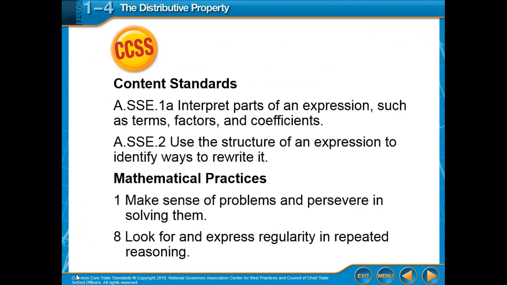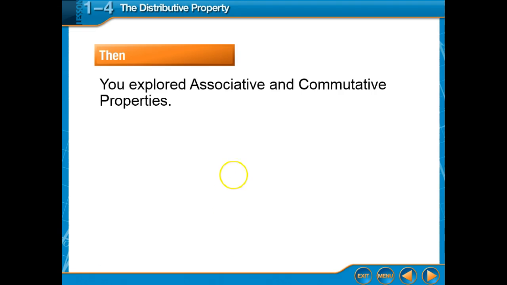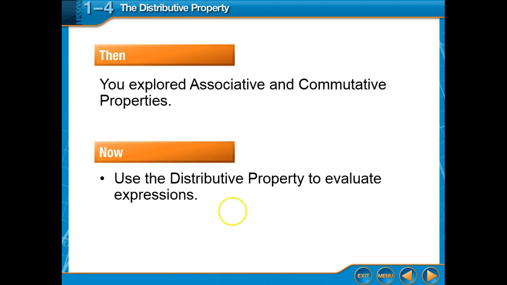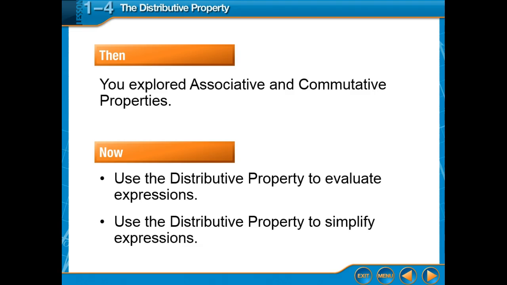In this lesson, we'll be interpreting parts of expressions such as terms, factors, and coefficients. These are vocabulary words that you should know in any math class. You'll use the structure of an expression to identify ways to rewrite it. In the past, we have explored the associative and commutative properties. Now we're going to use the distributive property to evaluate expressions, and use the distributive property to simplify expressions.